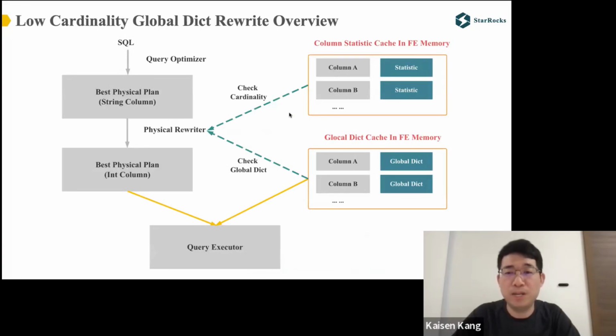Given that today's session focuses on the optimizer, let's focus on how StarRocks uses the global dictionary to rewrite the plan. This diagram provides a high-level schematic representation of the global dictionary plan rewriting process. Firstly, the rewrite operations take place during the physical rewrite phase. We transform low-cardinality string columns into integer columns. For successful rewriting, 2 conditions must be satisfied. First, the string column in the plan is a low-cardinality column, and the FE memory has a global dictionary corresponding to the string column. And upon successful rewriting, the global dictionary along with the modified execution plan are transmitted to the query executor.